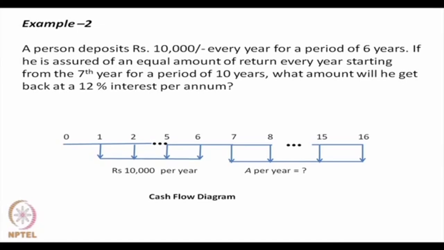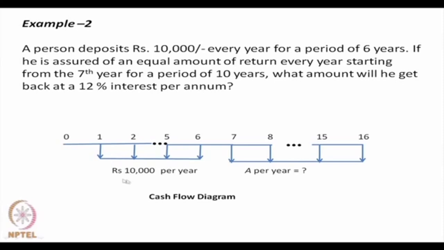For this problem, we have first of all drawn a cash flow diagram. Now here we are showing that for 6 years 10,000 rupees have been paid. Payments are assumed to take place at the end of every year, and he gets back money from the 7th year through the 16th year, that is for a period of 10 years. All these payments are assumed to take place at the end of the year.